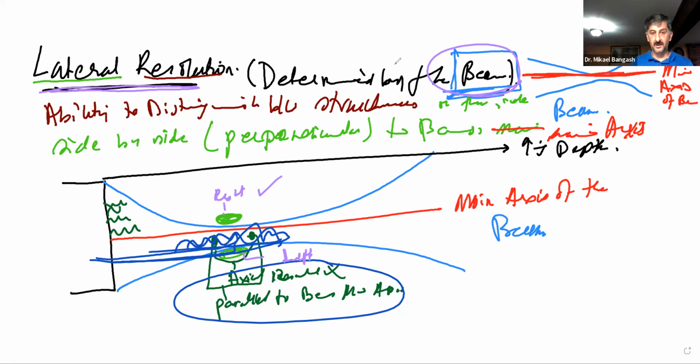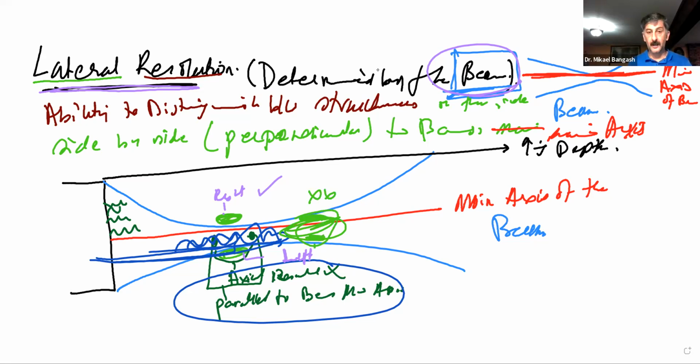Whereas if these two structures were smushed together, let's say they are located something like this in relation to the beam, that will mainly mean that these two structures will show up as one reflector, and that will be a bad lateral resolution. But they have to be side by side.